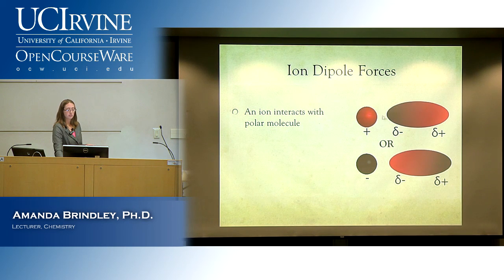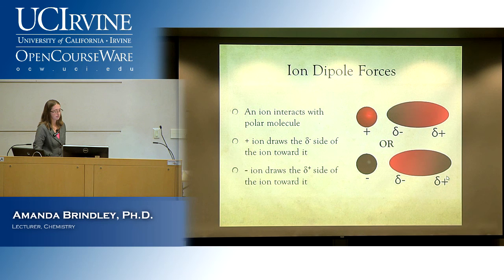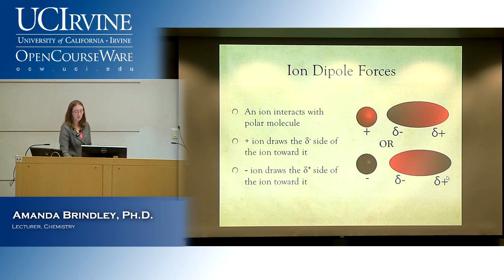Well, sure. We're thinking magnets again, right? If we have a positively charged ion, what is that going to do to the negative side of another molecule? It's going to attract it. If we have a negative ion, it's going to repel the negative side. So whenever you have a situation like this, a positive ion attracts the negative side, and a negative ion attracts the positive side.